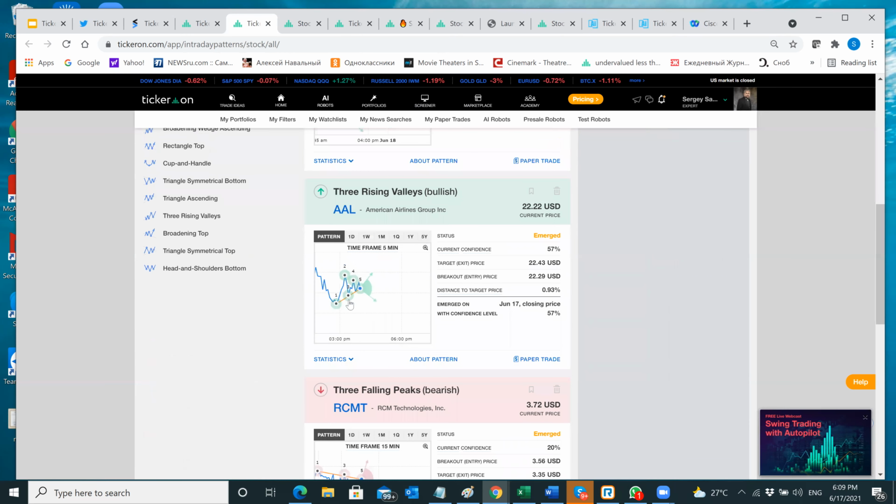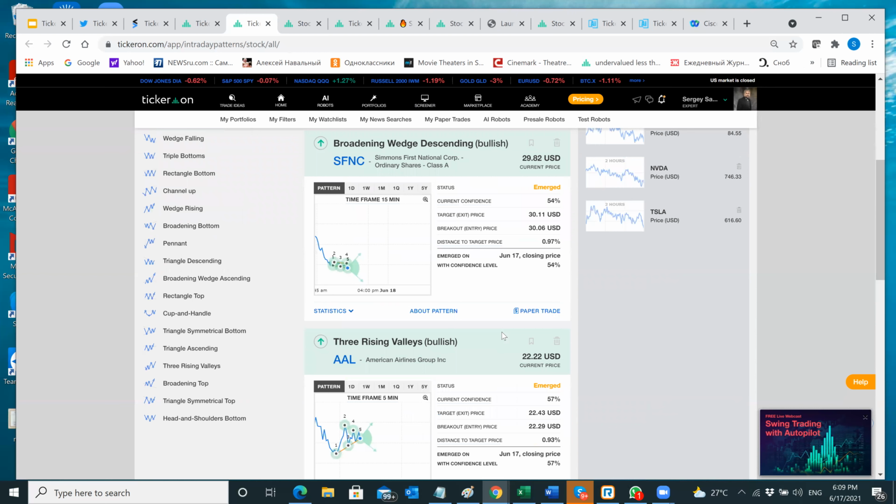Here you see American Airlines. You see this is a bullish pattern, time frame 5 minutes, okay? And then the confidence level the same way. So at the end of every 5 minutes, there is a point. Every point is 5 minutes, okay? So you can see you can make almost 1% with a confidence level of 57%, and that's where you can enter and where you can exit, okay?